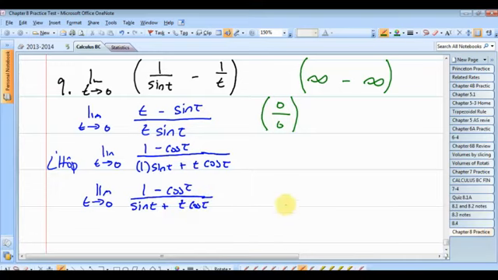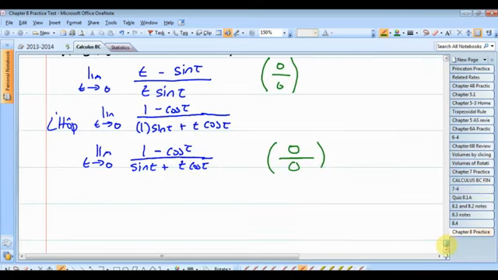Now let's check our indeterminate form. We have 1 minus 1 is 0. Sine of 0 is 0 plus 0 times cosine. Yeah. Let's do it again.